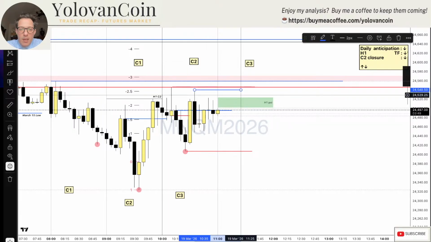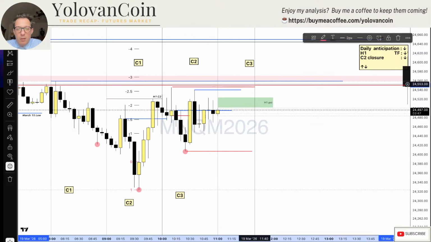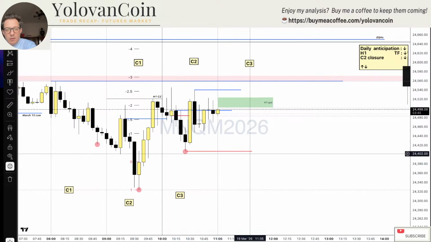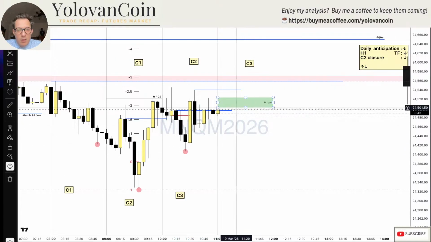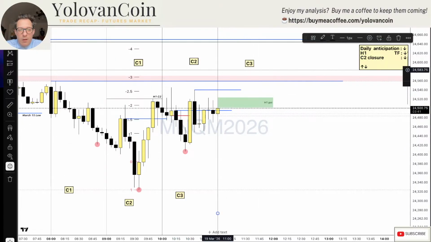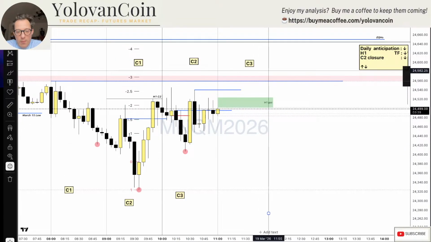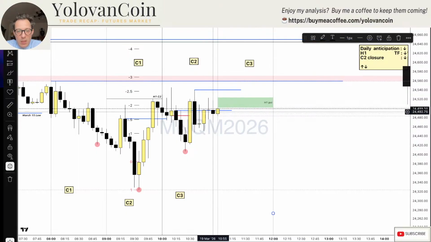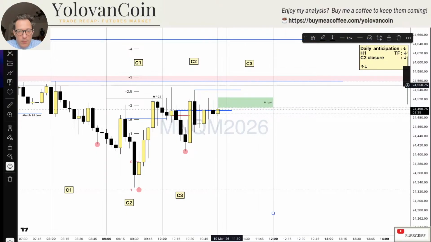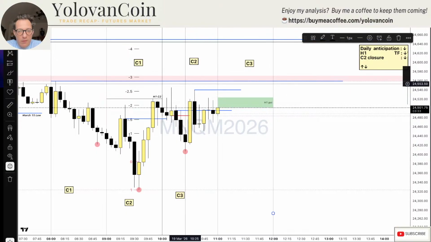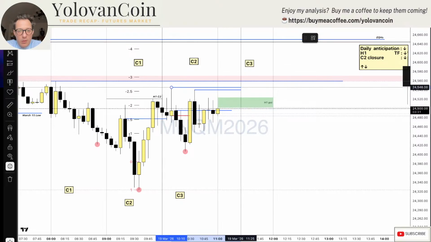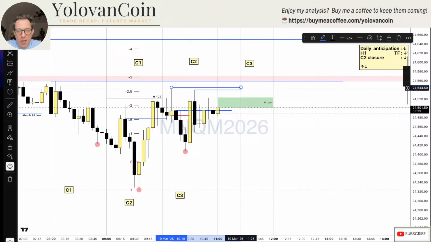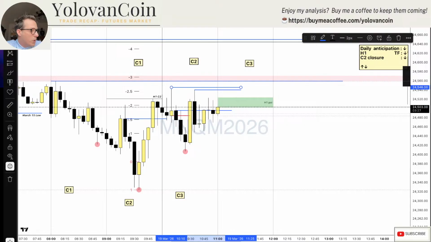Are you with me, guys? Don't need this one, I don't need this. Because we want to have a manipulation, and if we have a manipulation, we want to see manipulation into the point of interest, which we have a lot of failure swings, so probably this is going to be the area where the price is going to have its week, the 44-ish.